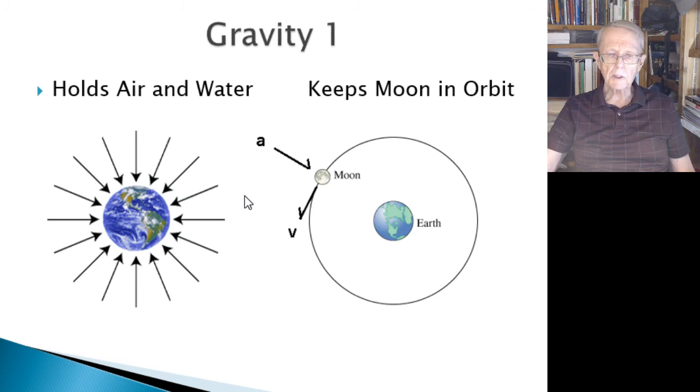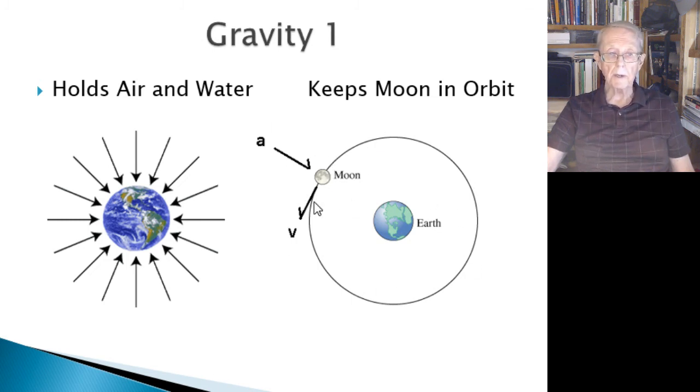Okay, so just to summarize and show how the similarities really work here. Gravity 1, which is Newtonian gravity, what it does, this is not how it works, but what it does is it holds air and water attached to the Earth. It holds loose rock, it holds me, it holds you, and it even holds major pieces of the Earth together. The second thing it does is it keeps the moon in orbit. Gravity 1 keeps the moon in orbit.